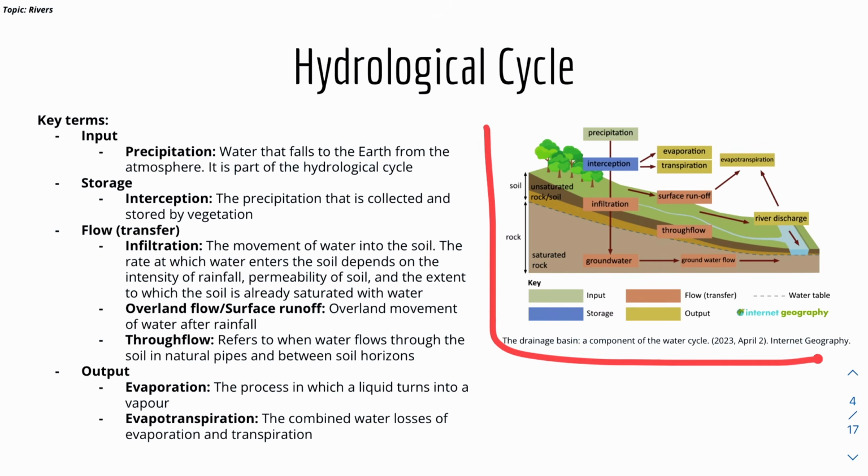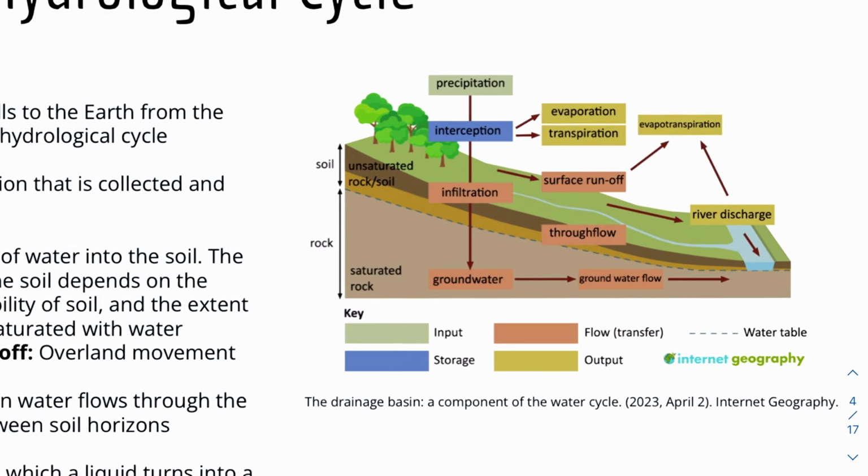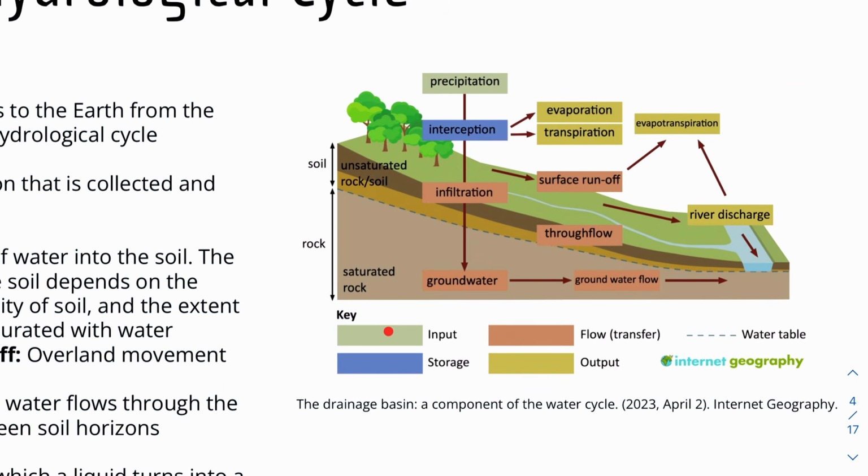So here is a quick diagram for the hydrological cycle. Let me just zoom in. We have the different keys, the input, storage, flow, and output. And you can see how they relate to each other.